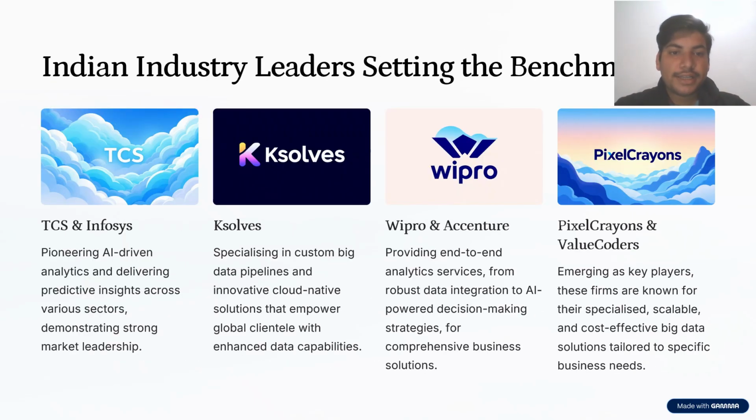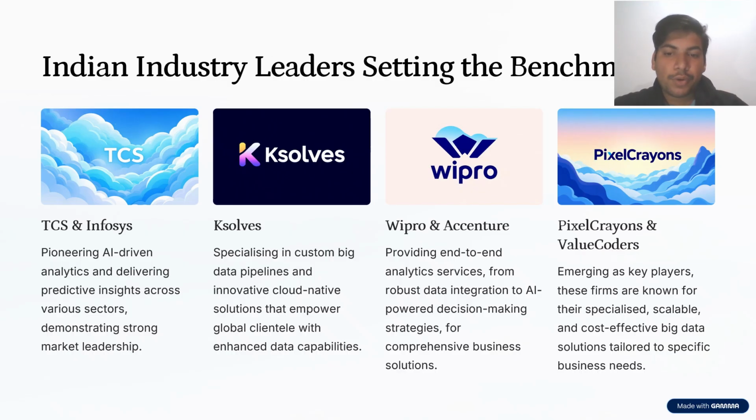The next slide is Indian industry leaders setting the benchmark. Here you can see that there are many companies like TCS, Ksolve, Wipro, and Pixel Crayons. There are many companies which are setting the benchmarks. Now we discuss the first, Infosys, pioneering AI-driven analytics and delivering predictive insight across various sectors, demonstrating strong market leadership. And the second company is Ksolve, specializing in custom big data pipelines and innovative cloud-native solutions that empower global clients with enhanced data capability.